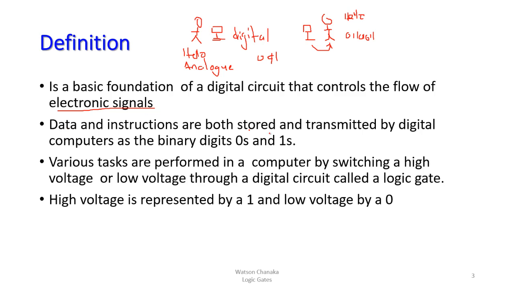Data and instructions are both stored and transmitted by digital computers as binary ones and zeros. So if he decides to store this very information, it's going to be stored as zeros and ones. Only the computer translates to analog data when the user wants to make a reference to the information. Various tasks are performed in a computer by switching a high voltage or a low voltage through a digital circuit called a logic gate.